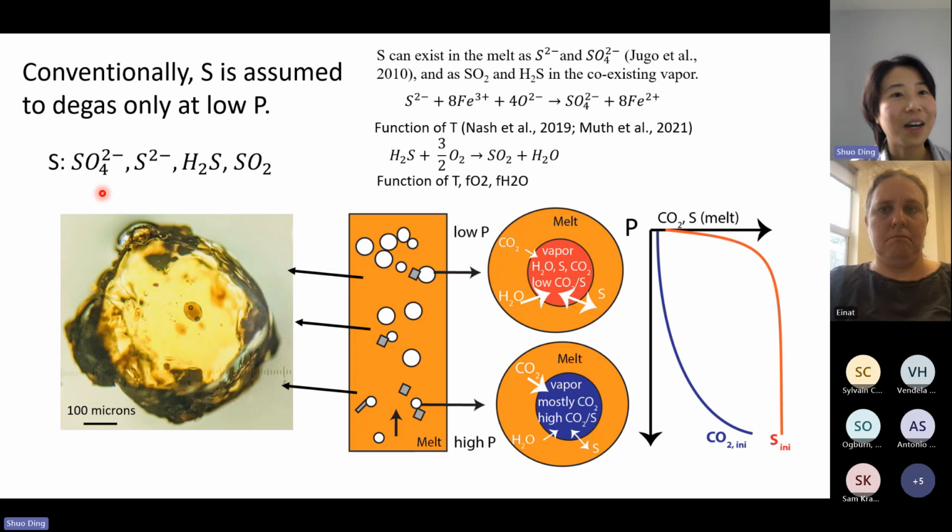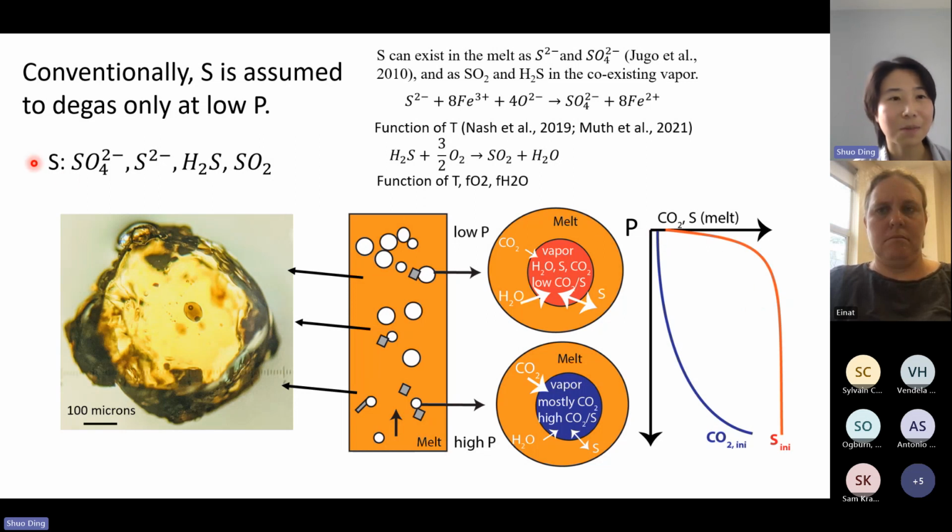We just talked about CO2 solubility, right? We know that CO2 degasses pretty early. This plot doesn't have numbers, but we know the curve more or less looks like this: at high pressure it has already started dropping a lot. But sulfur, conventionally, we think comes out very late, partially because most of the experiments are between 1 to 2 kilobar. But that's the conventional thought.